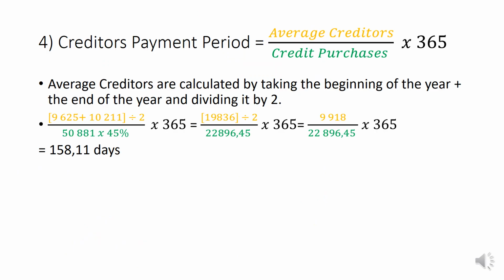Now, let's calculate our creditors payment period. We had a look at our average creditors, so that was the beginning of the year amount plus the end of the year divided by 2, and we're going to divide it by our credit purchases multiplied with 365 to determine the amount of days, how long it takes us to pay off our creditors. So if we look at our calculation, the 9,625 in yellow plus the 10,211, which was the creditors at the end of the year, added together, and we get in the next one 19,836. That is the total of my creditors beginning of the year plus end of the year. But now we have to divide it by 2 to get the average. So we're going to divide it by 2, and we end up with 9,918.